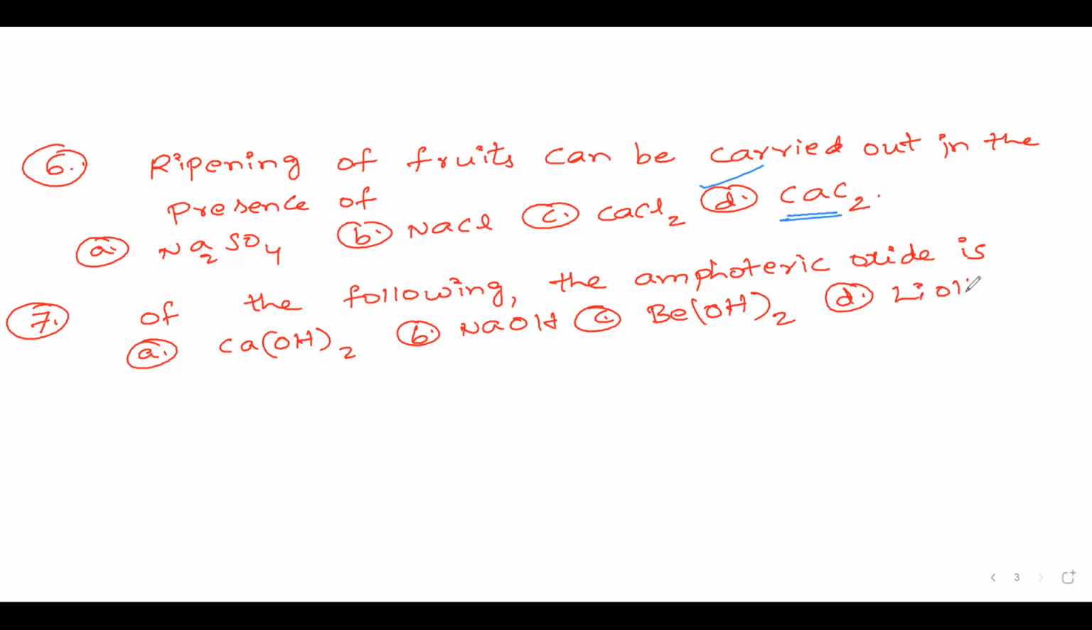So amphoteric means it is beryllium hydroxide only. Beryllium hydroxide is amphoteric in nature. So answer is C. Next question, question number 8. Like this, you'll get entrance exam questions, simple questions. But by that time, you have to remember, that is most important.